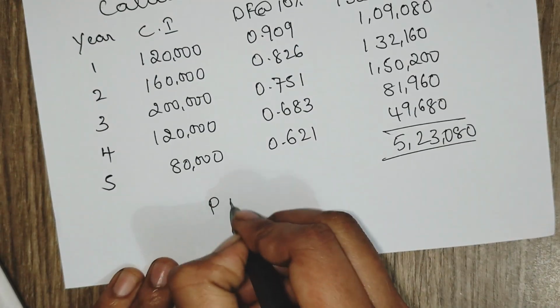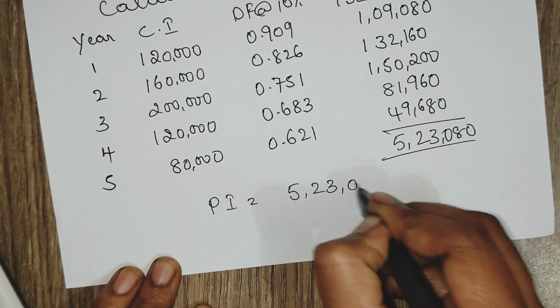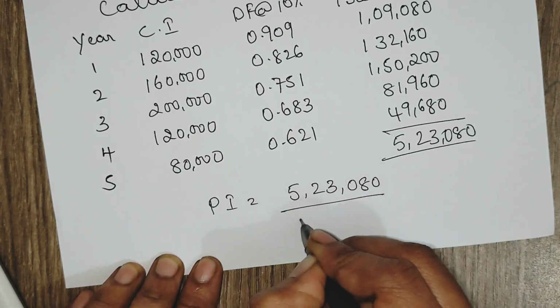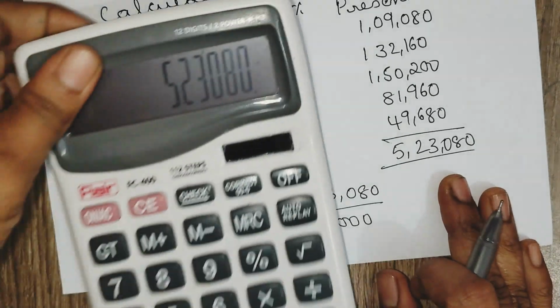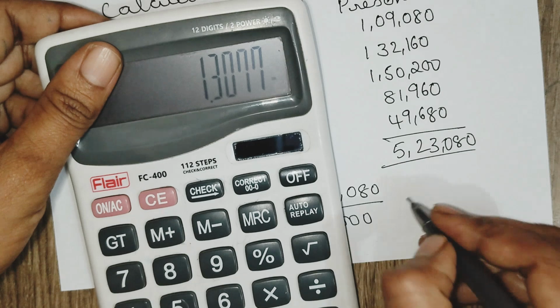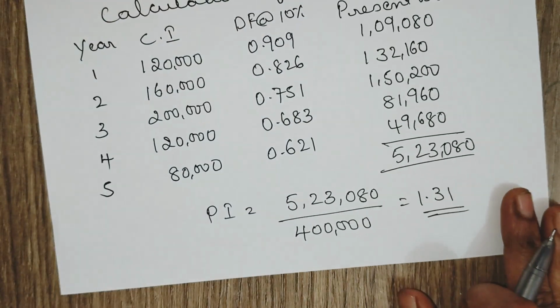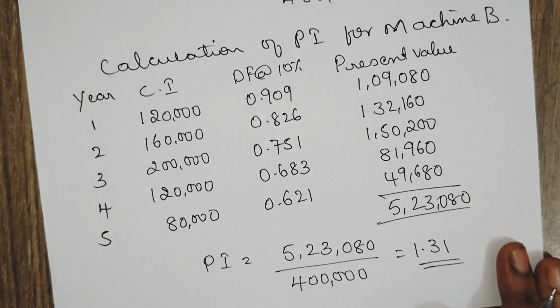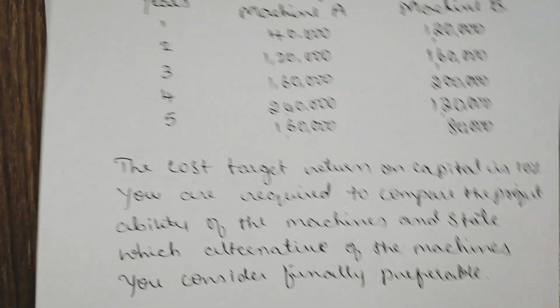Machine B, profitability index. Total present value is 5,23,080. Initial investment is 4 lakh. Divided by 4 lakh is 1.31, which is the profitability index for machine B. I hope you all understood the profitability index.